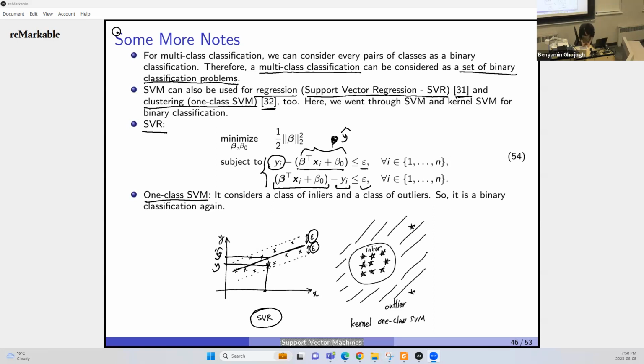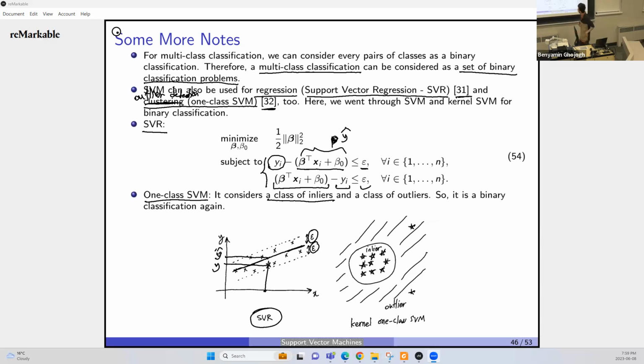So one class SVM, what does it do? It considers a class of inliers. So what do we do for anomaly detection or outlier, sorry, here you can see it as also outlier detection, but let's not talk about that. You have some data points. Sorry, I think I made a mistake here. This is not for clustering. This is for outlier detection. I apologize. One class SVM is for outlier detection. When I was preparing the slides, I forgot that.